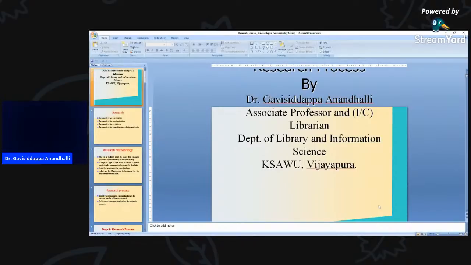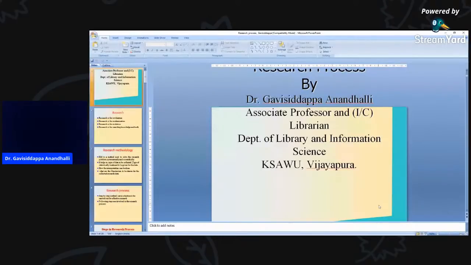So let us go for a discussion about the research process. This is also called a step-by-step method, or the process we have to follow in research. Let us discuss what steps are involved in carrying out the research work, from the selection of the research problem to the report writing. We are going through many processes.